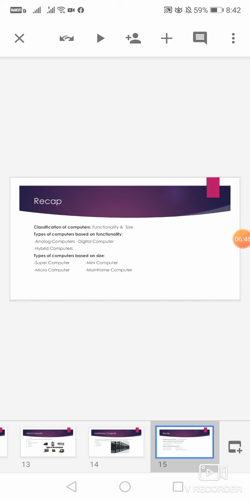That's all about this. Then the outline of what we learned today is the definition of a computer, classification of computers based on functionality and size, then the types of computers based on functionality, that is analog computers, digital computers, and hybrid computers. Then the types of computers based on size, that is supercomputer, mini computer, microcomputer, and mainframe computer. Thank you.